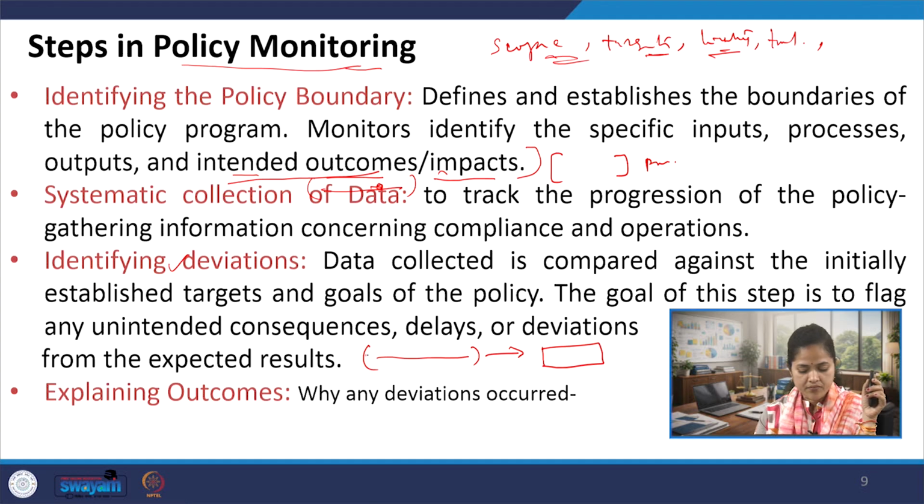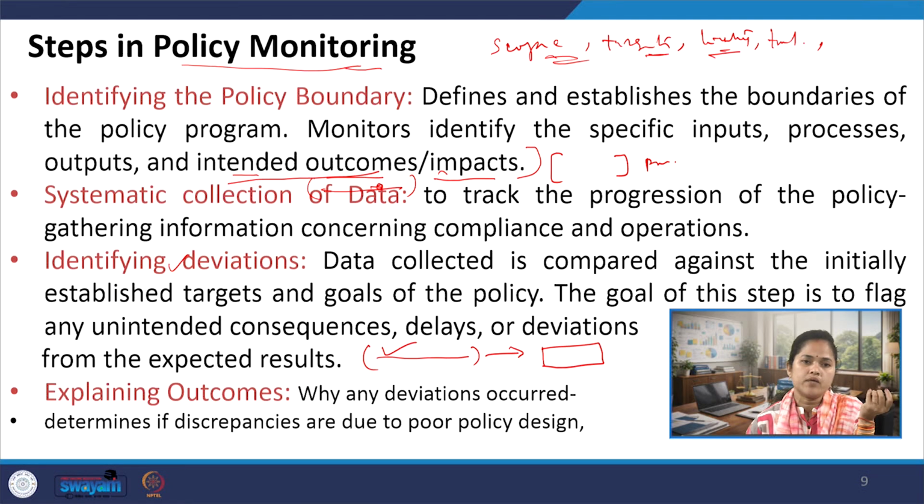So, here we identified the deviations or gaps. During this monitoring stage, once the monitors identify some deviations or delays, or unintended consequences, in comparison to the expected results, then the policy monitors should be able to explain the reasons behind these deviations. Majorly, in the step of explaining outcomes, the monitors should be able to explain why any deviations occurred at all.